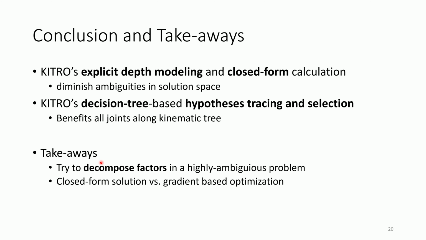The takeaway is that for ambiguous problems like 3D refinement by the help of 2D, we can try to decompose the entangled factors. By doing so, we are often led to elegant, closed-form solutions which can be a preferable alternative to gradient-based optimization.